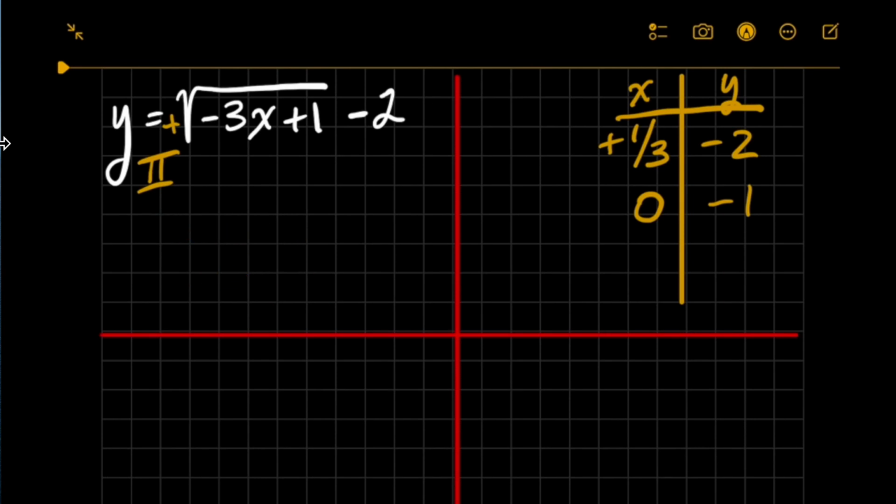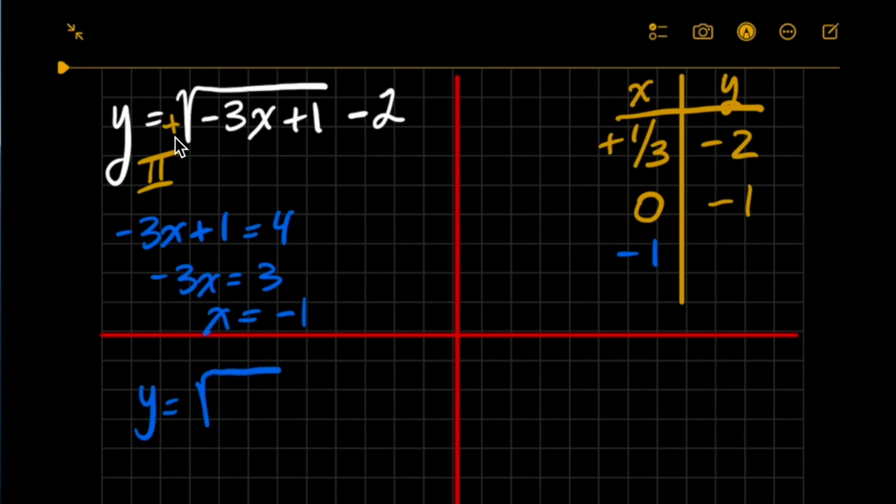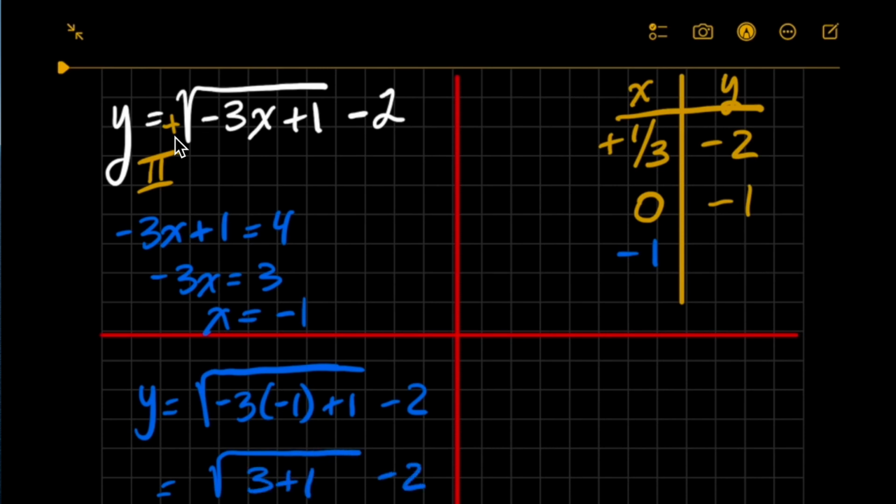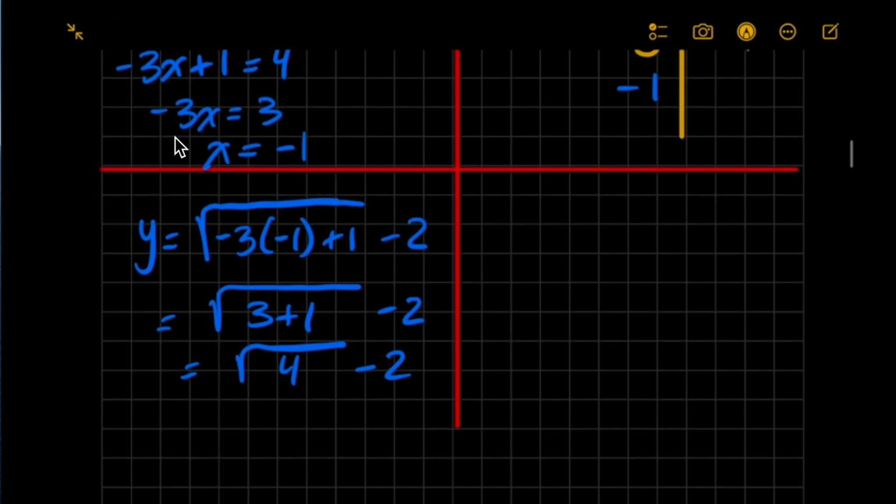Next step is to set our radicand equal to another perfect square, namely 4. I'm going to get -3x equals 3, x equals -1. If we use -1 in this equation, we're going to get y equals the square root of -3 times -1 plus 1 minus 2. Y equals the square root of 3 plus 1 minus 2. Y equals the square root of 4 minus 2. Sorry. Y equals 2 minus 2 equals 0.